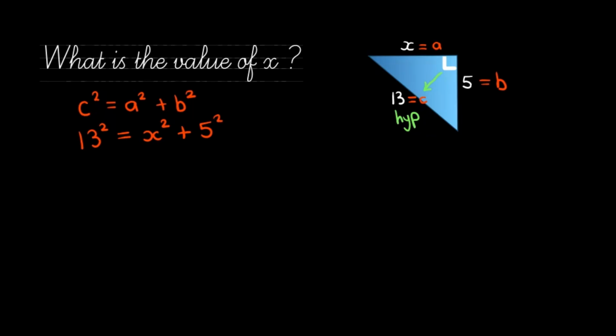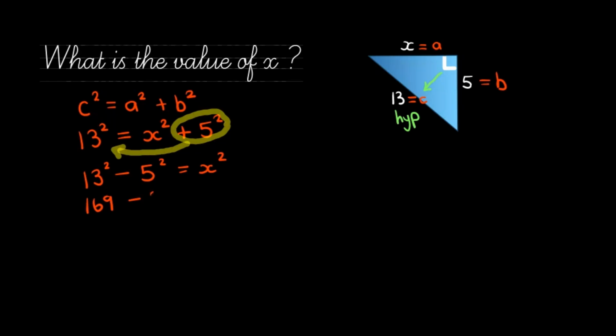Because the X is on the side with the 5, we do not want this situation. So what we've got to do is get rid of the 5 squared. So we take it to the other side of the equal sign. When we take it to the other side of the equal sign, the positive in front of the 5 becomes a negative 5 squared. The X squared stays on the right-hand side of the equation. 13 squared is 169 and 5 squared is 25. We can now minus those two numbers from each other to get 144, and we still have the X squared on the one side. Remember, we do not have X on its own yet.